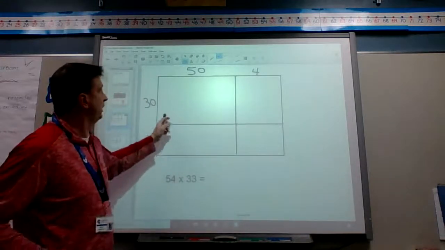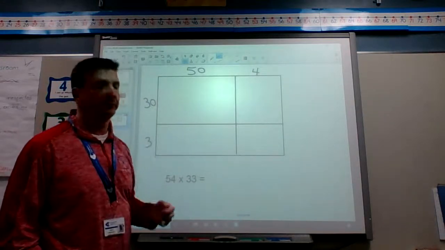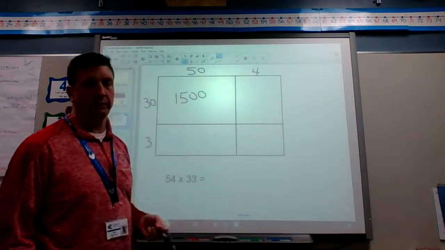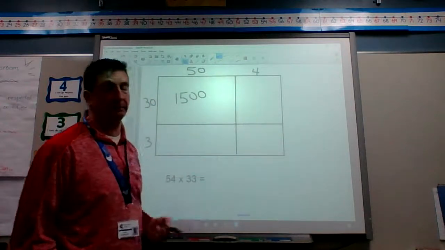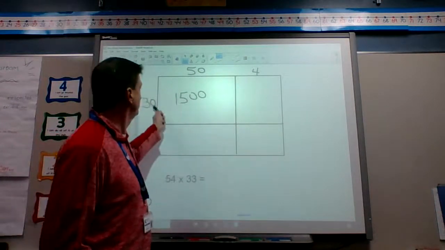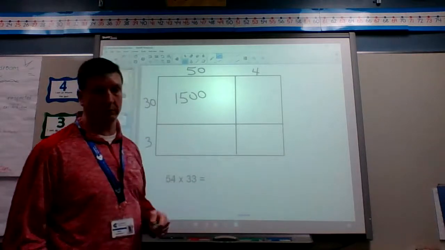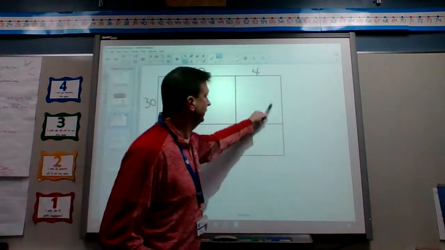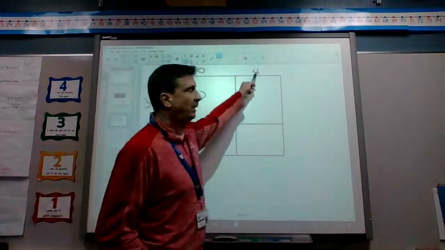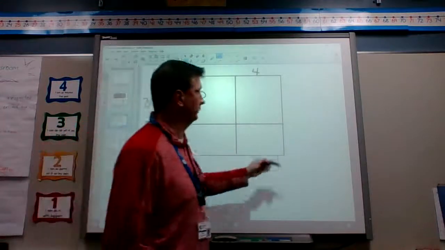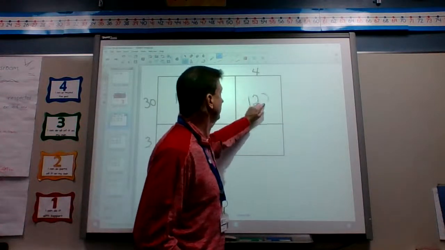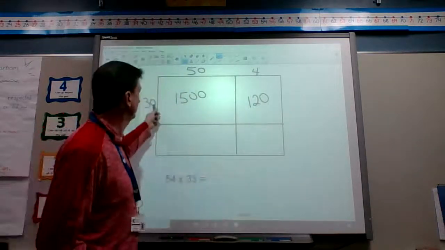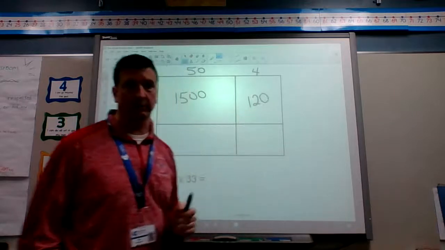So if I look at the first one, I'm taking 30 times 50. Well, that's going to be 1,500. If we think of our basic facts, if I know that 3 times 5 is 15, I have 2 zeros in my math problem, I'm going to have 2 zeros in my answer. Okay, for this area space, that's a 30 by 4. Well, 30 by 4 is going to be 120. Or I know 3 times 4 is 12. I also have 1 zero in my math problem, so I'm going to have 1 zero in my answer there.